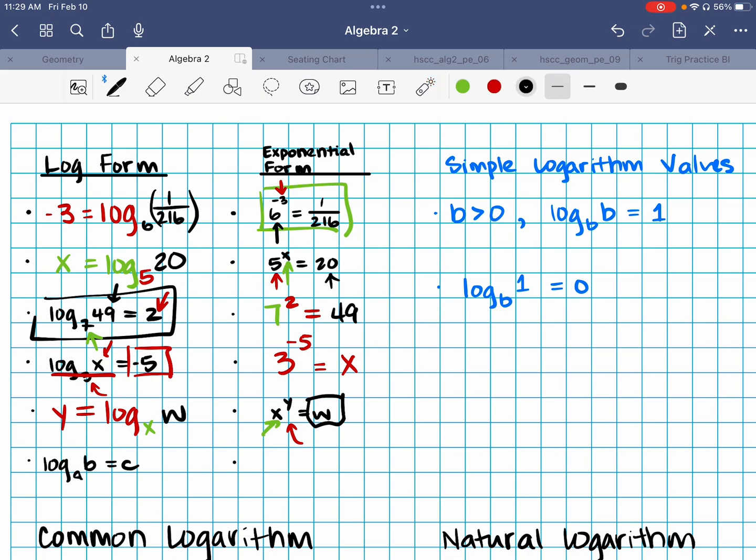Finally, our last question. So we have a base of a, we have a logarithm that equals c, so we're going to say that the logarithm is going to have a base of a, given an exponent, or a logarithm, of c, equaling our argument of b.